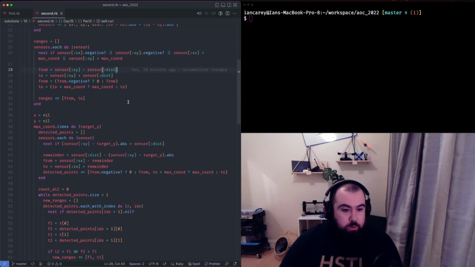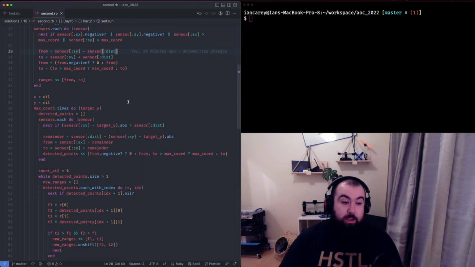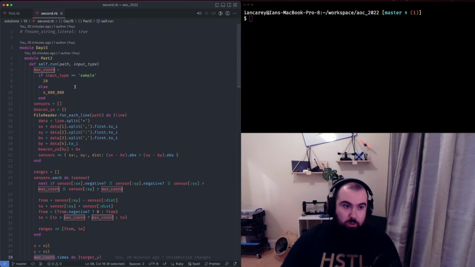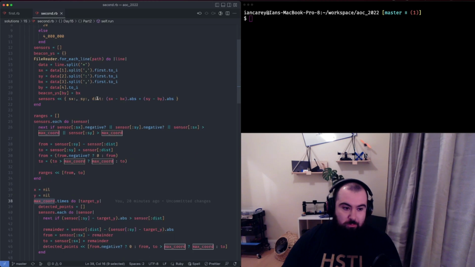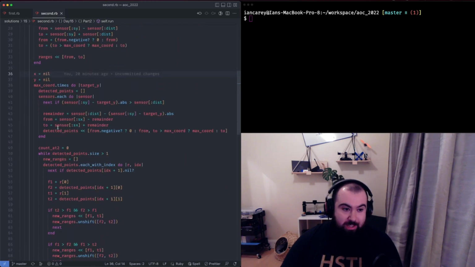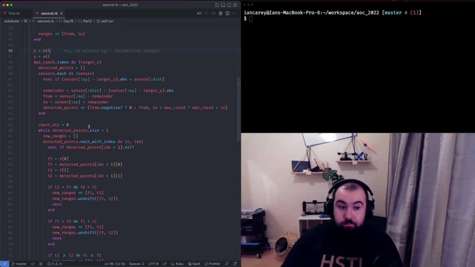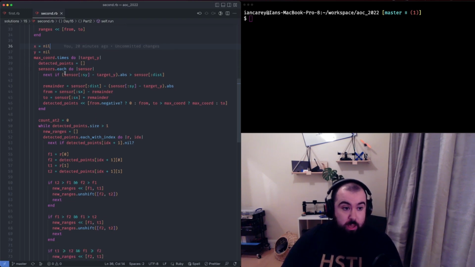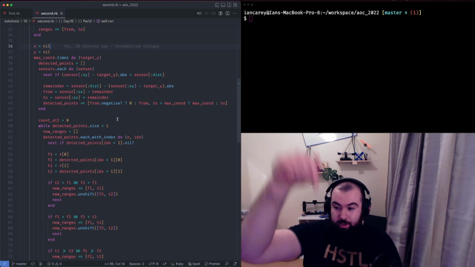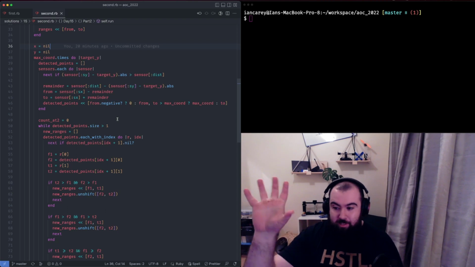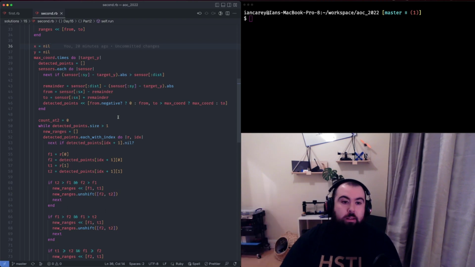Then what else do I do that's different? Right, yeah, so now max coord up here I have set is between 20 and 4 million. So this is going to execute at most 4 million times. And for each execution, it's going to do the same thing. It's going to work out our sensor values where the sensors hit that line. Each sensor that hits that line, it's going to do that.